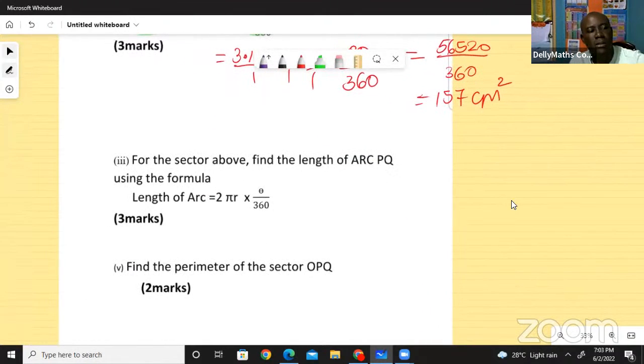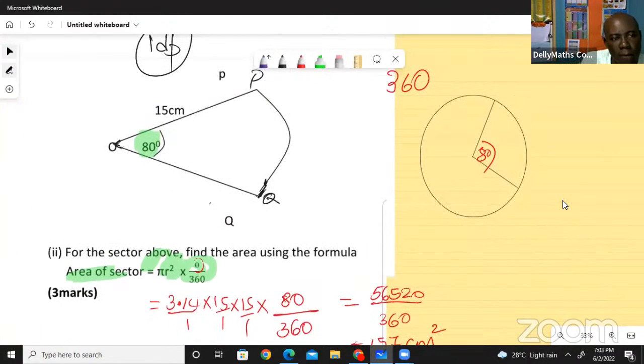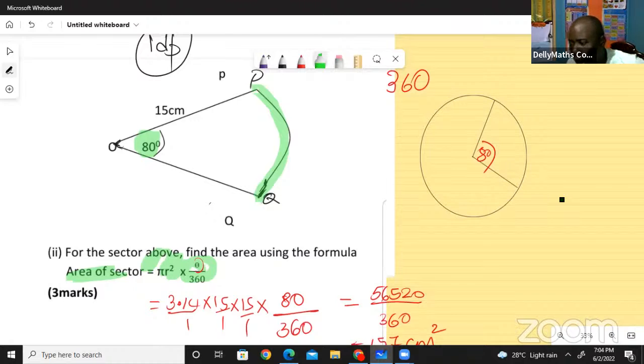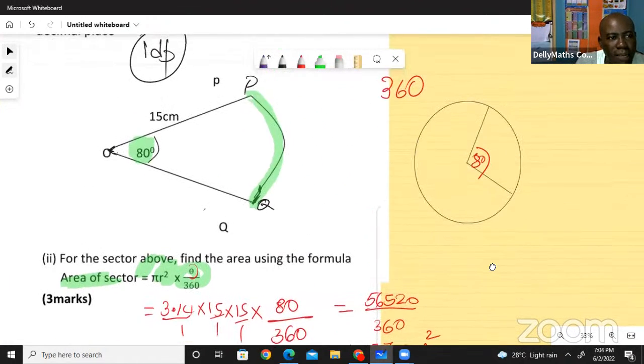It says, for the sector above, which is the same thing we just looked at, find the length of the arc PQ using that formula. So you see, even when we ask about the length of the arc, we will give you the formula. Let's go back and take a look at it. They said find the length of the arc PQ. I know PQ is coming from here all the way there. That is what we're going to find, the length of the arc PQ.